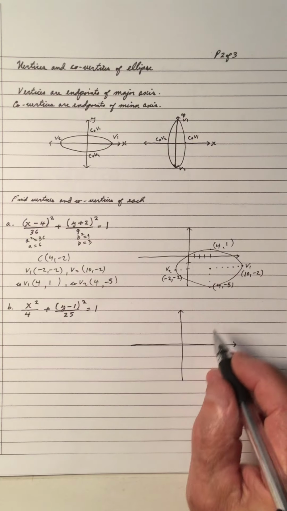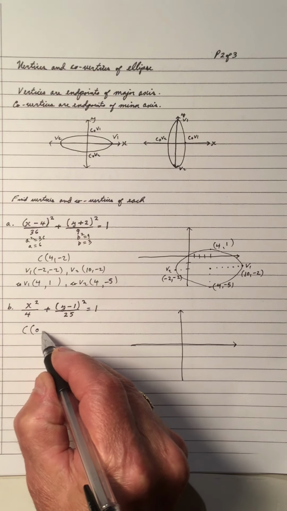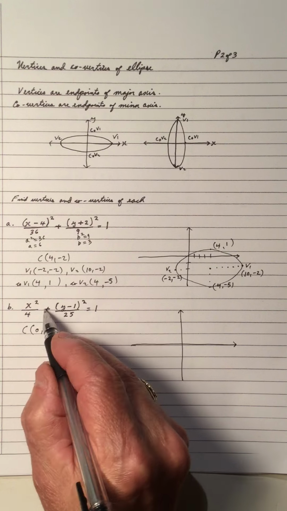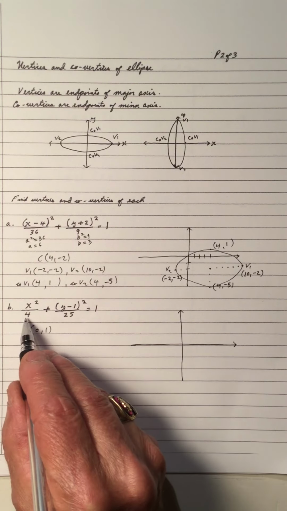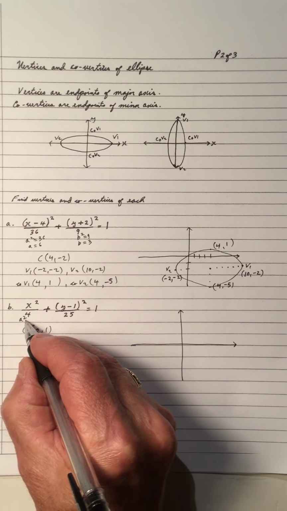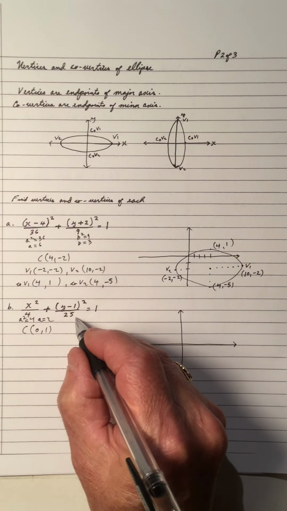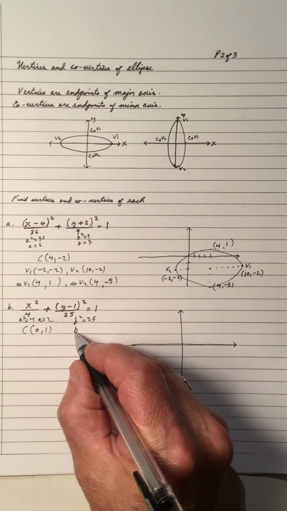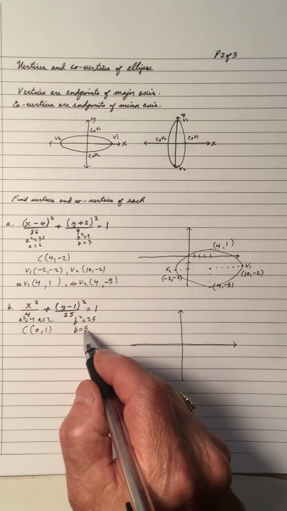So let's do another one. So we have a center of 0, 1. So the center of the ellipse, again this is the ellipse because this is the plus sign. You got x squared, y squared, and you have a squared is 4, so a is 2. b squared is 25, so b ends up to be 5. So the horizontal stretch is 2, the vertical stretch is 5.